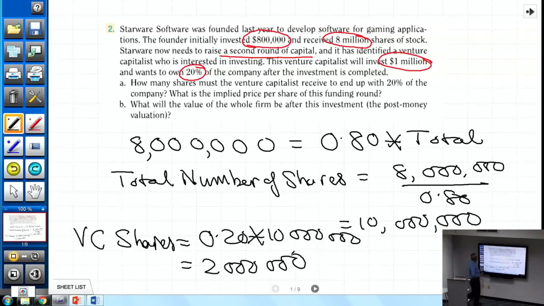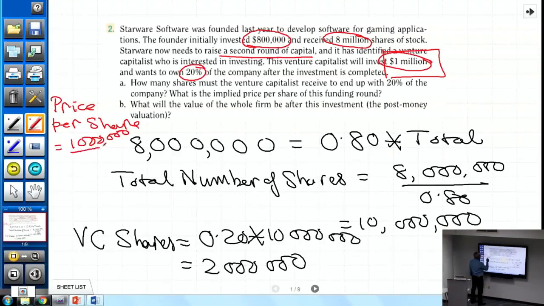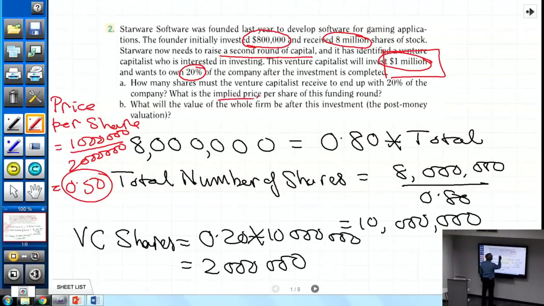The venture capitalist has agreed to give 1 million in cash. So from this we can say price per share will be the 1 million that they're giving divided by the 2 million shares that they're getting, which is 50 cents or 0.5 per share. So the implied share price would be 0.5.